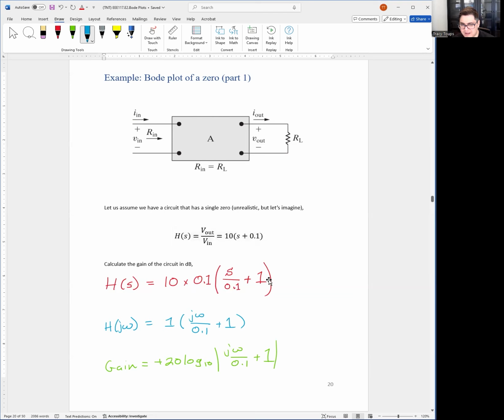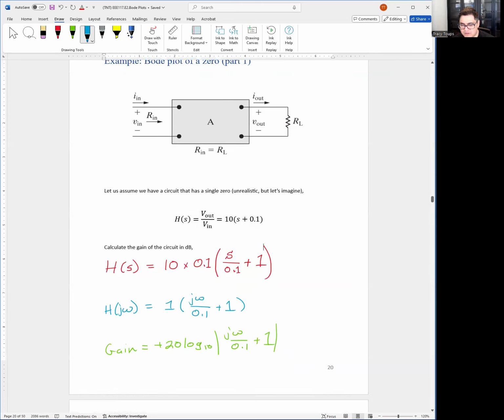So we could pull a 0.1 out. Okay, so 0.1 gets pulled out, so we have a 1 in place of 0.1. To pull 0.1 out of s, we need to divide by 0.1, so we take it out. 10 times 0.1 is 1, so then our total gain of the circuit is 1 times (jω over 0.1 plus 1). All right, so what this tells me is we have a 0 at omega equals 0.1.